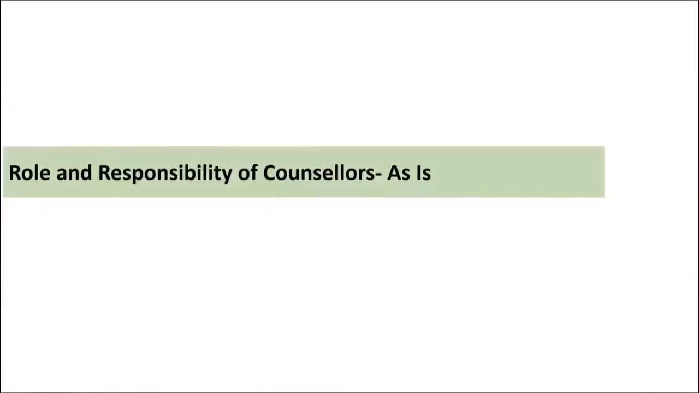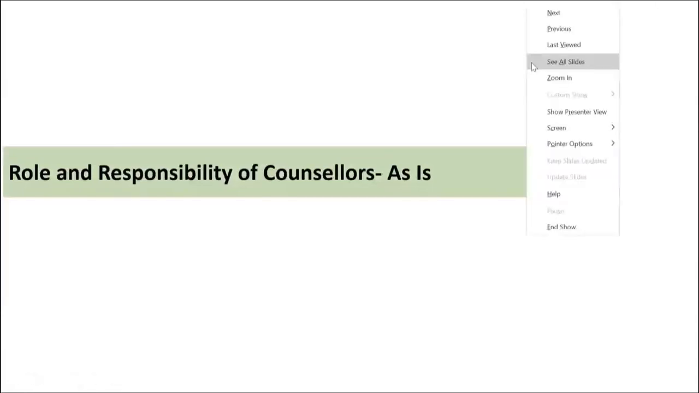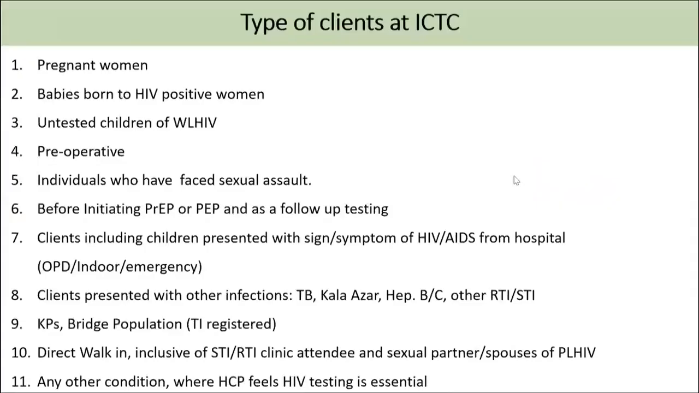So basically, if you look at the current roles and responsibility of counselors, I go back to the guideline which were released in December 2016. Many of the things are mentioned there, and all the counselors have been following it in spirit. So if you look at the type of clients at the ICTC, I'm sure this is something which every one of you would be aware about, and the counselors relate to this particular chart wherein there are different types of clients which are mentioned in the guideline, and these are the priority population for us.